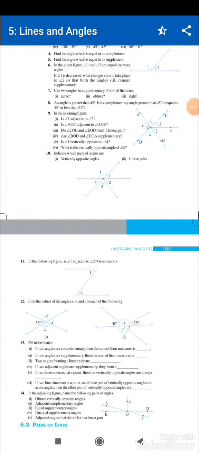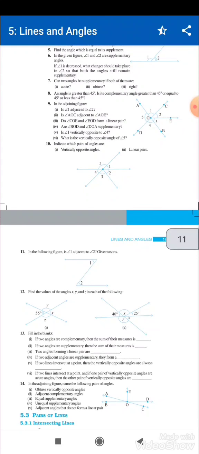Hello students, today we will solve exercise 5.1, question number 9. The ninth question is in the adjoining figure. Is angle 1 adjacent to angle 2? Part 2: is angle AOC adjacent to angle AOE? Part 3: do angle COE and EOD form a linear pair? Fourth part: are BOD and DOE supplementary? Fifth part: angle 1 is vertically opposite to angle 4. And our sixth part: what is the vertically opposite angle of angle 5?